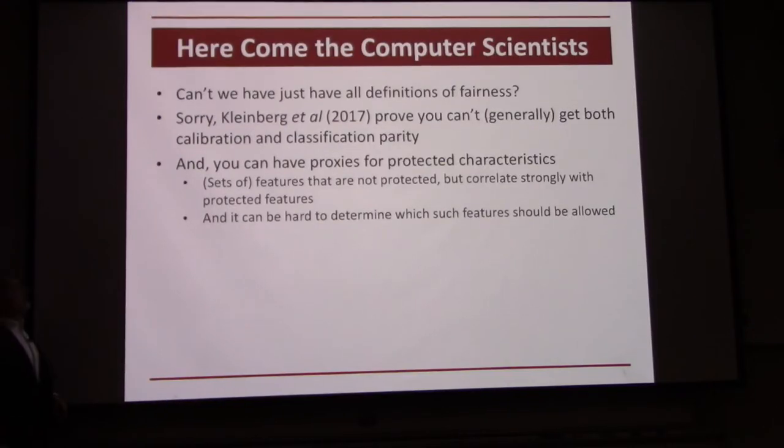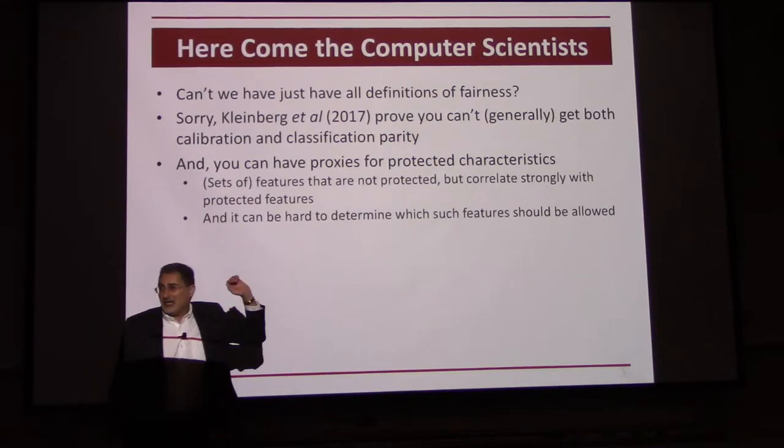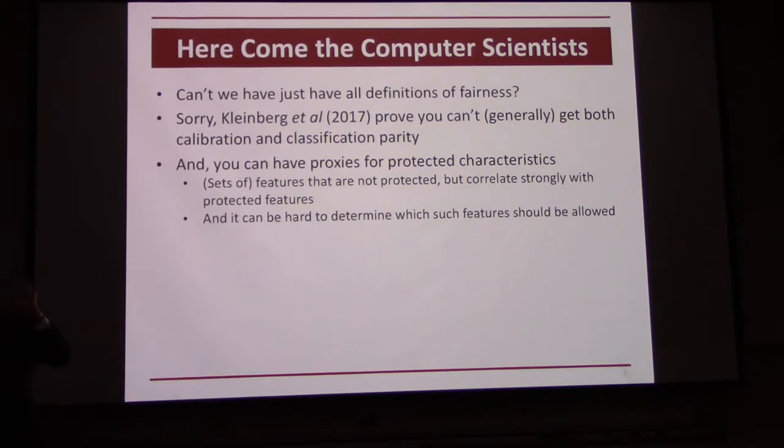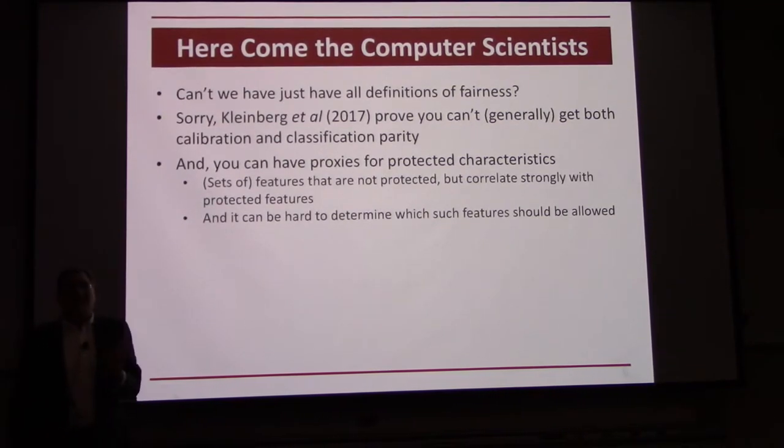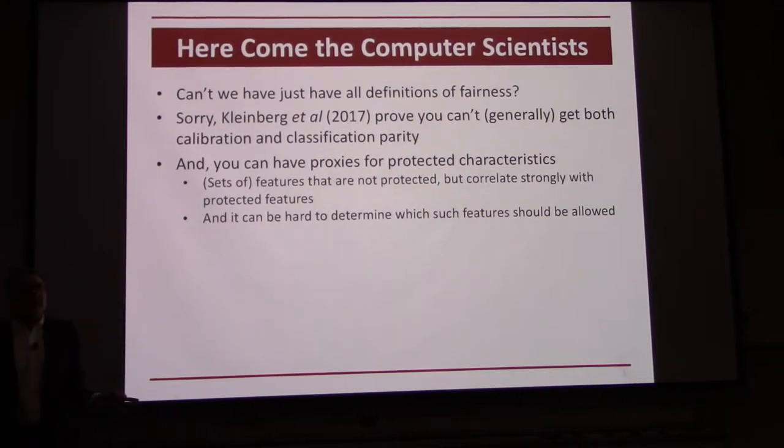Okay? So you can also have proxies for protected characteristics. What do I mean by that? It means you can have a feature that strongly correlates with something. Your zip code strongly correlates with your race. Zip code is not a protected characteristic, but race is. But I can include your zip code in a model and still make predictions, and that's legal.